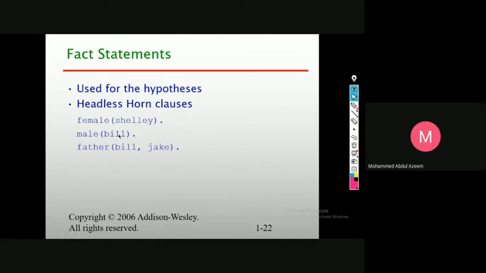So here, how do you pronounce this male functor? We say Bill is a male, right? So we say Bill is the father of Jake, right? This is how you're going to pronounce it, by describing the relationship between the tuples. Right.